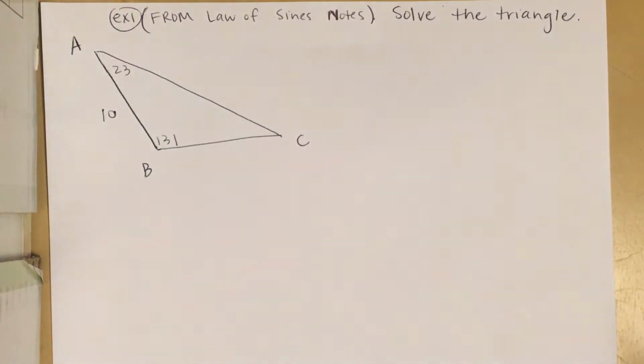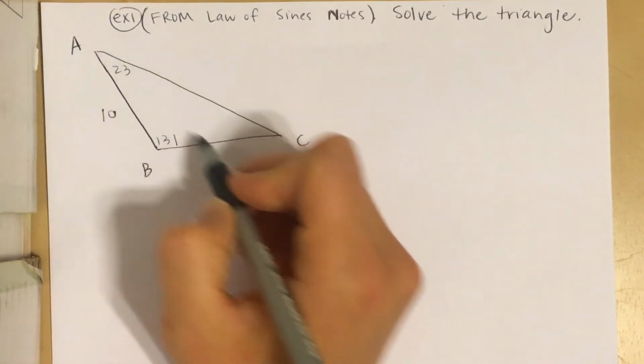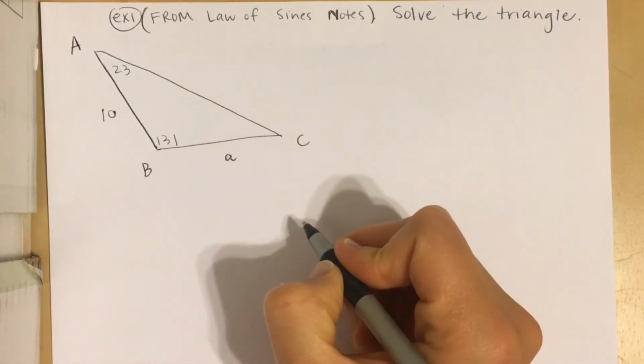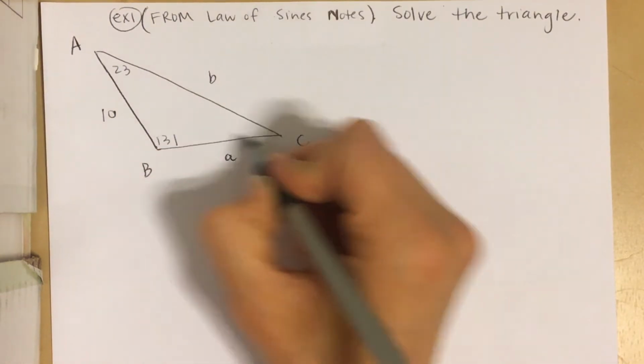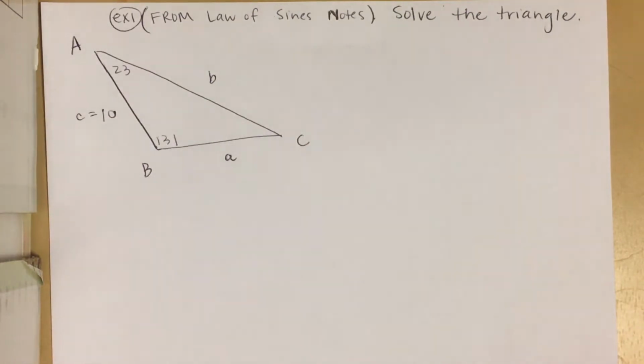This is example 1 from your Law of Sines notes. I've changed the order of the letters A, B, and C because I want to show you something. Okay, so the directions say solve the triangle. So that means we need to find all 3 angles and all 3 sides. Remember, capital letters are angles, and across from the capital letter is a lowercase letter that denotes a side. So across from angle B is side B, across from angle C is side C.